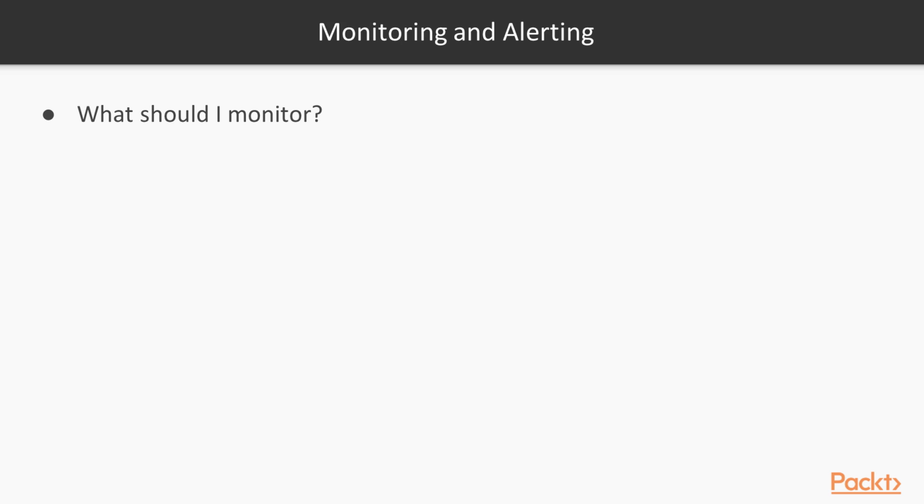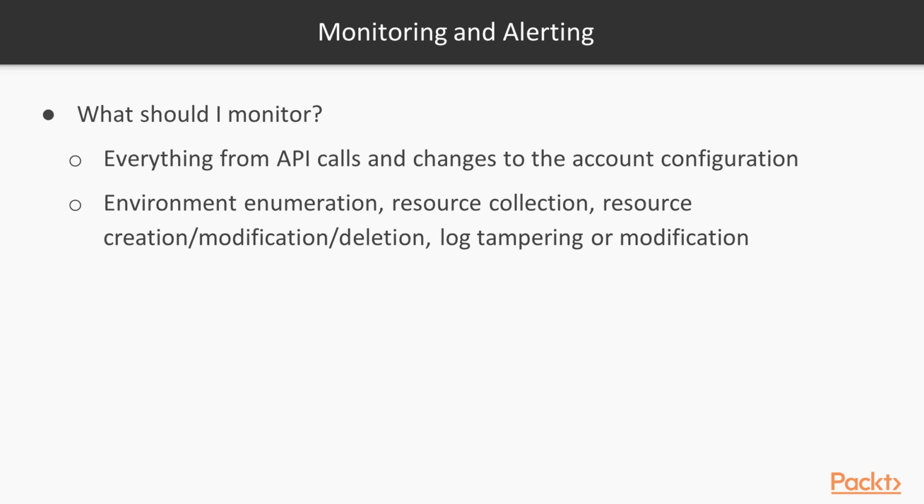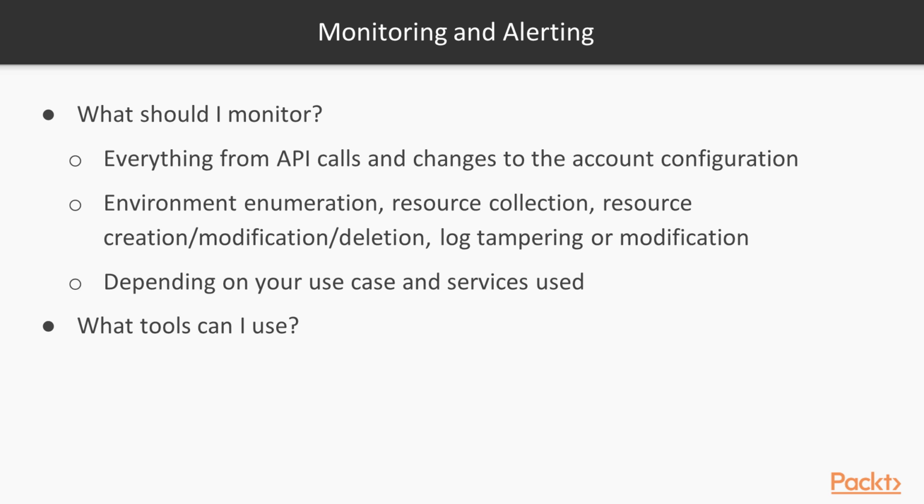But what should I monitor? Everything from the API calls and changes to the account configuration. As I said, now our data center is an API, so everything that you can do through the API has to be recorded. So we also have to monitor the environment, the number of resources that we are using, and the collection of those resources. Also when a resource is created, modified, or deleted. The log tampering, or even the modification of the logs, to prevent that modification actually. And also depending on your use case and the service used, we can add more or fewer services to this equation.